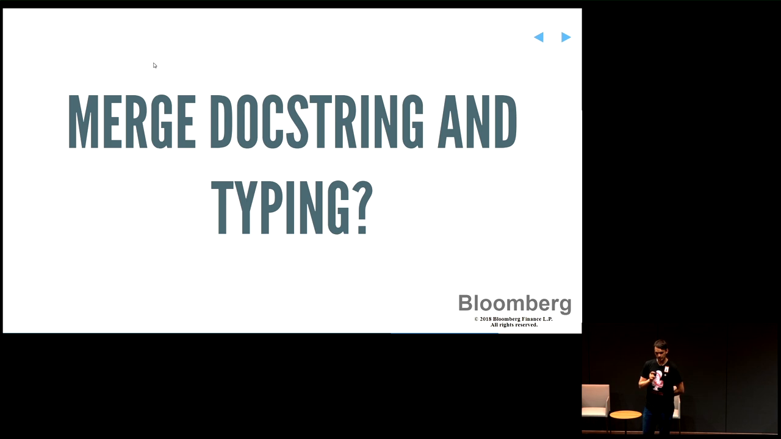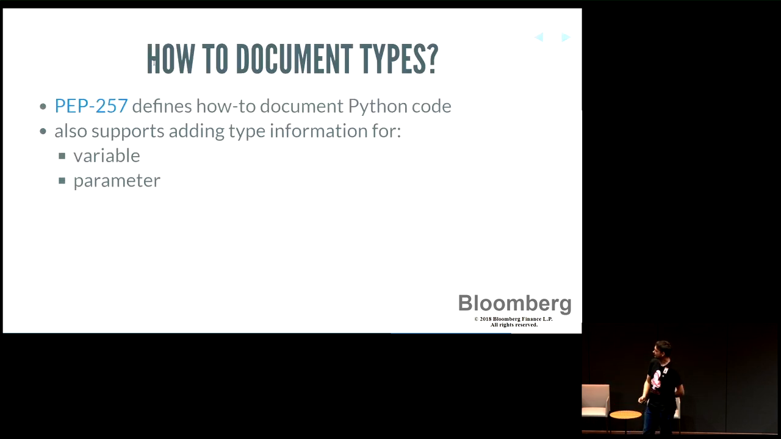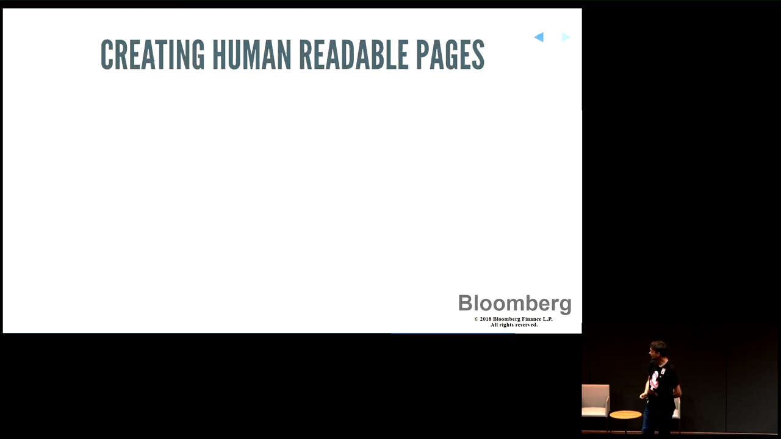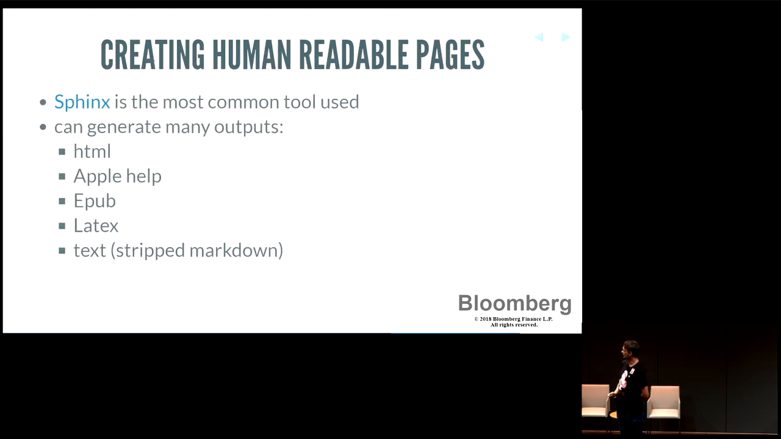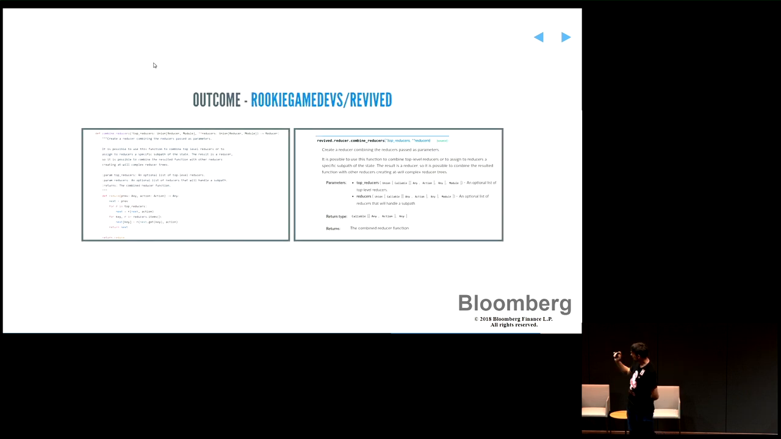OK, so one extra thing: it is possible to merge your docstring with typing. You can use a Sphinx plugin, which means that instead of annotating your docstrings like this, you can move the types inside by using the Sphinx plugin in your application. Once you install the plugin and enable the extension, you can have your type information automatically injected into your documentation.